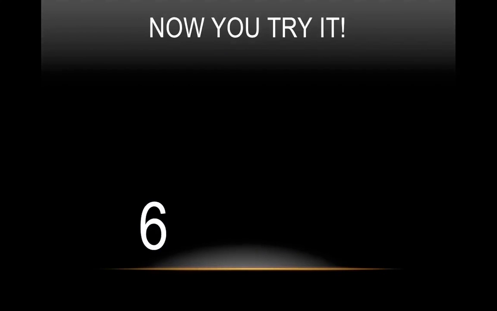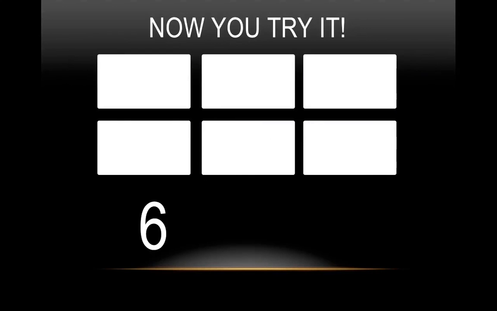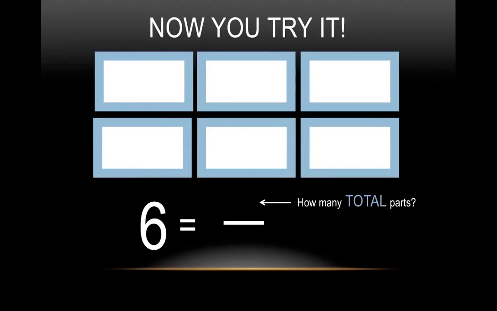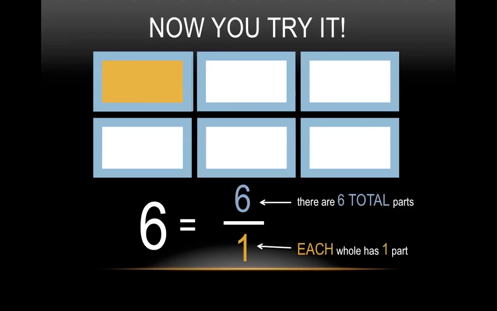So now I want you to try it. On your whiteboard, write the whole number 6 and draw a model of 6 things. 1, 2, 3, 4, 5, 6. Now, in order to represent 6 as a fraction, go ahead and count how many total parts there are. If you wrote the numerator as 6, you're right, there are 6 total parts. What do you think the denominator should be? Remember that the denominator is the number each whole is made up of. If you counted 1 part in each whole and recorded a 1 for your denominator, then you should have 6 over 1 or 6 wholes. So the whole number 6 can be represented by this fraction.